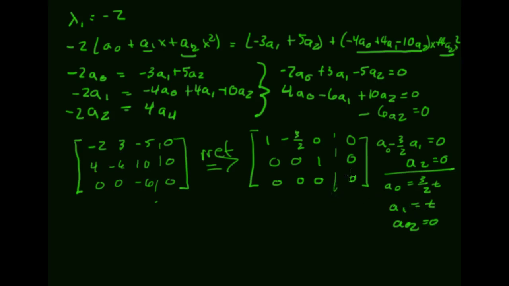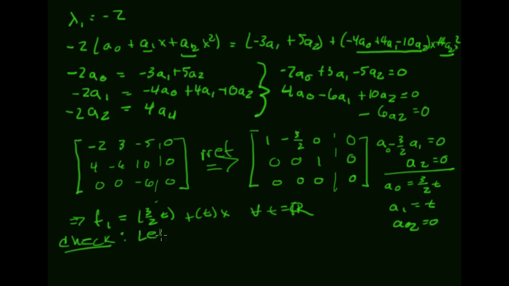Okay, this means that the functions that are eigenvectors for this are in the form 3 halves t plus t times x, and this will hold for all t's in the reals. Now, let's check this real quick. So the theory here is I pick some value of t. Let's let t equal 2, because that way I get rid of that fraction.